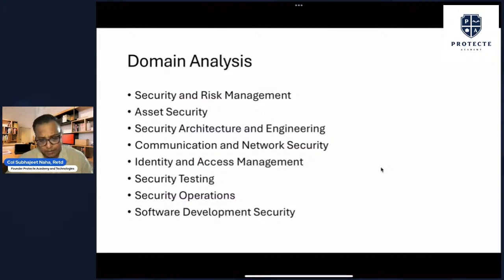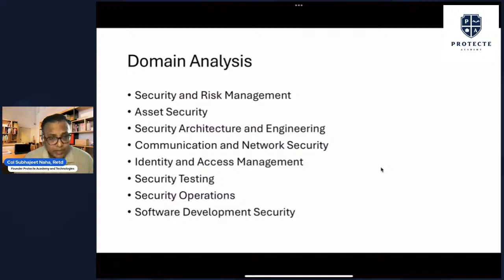Right now, I'm on a slide which shows these are the domains. When you're preparing for the CISSP exam, you have to correlate the domains. It's very important that you are able to find out the relation between each domain. That's why you need to understand the application of these domains.